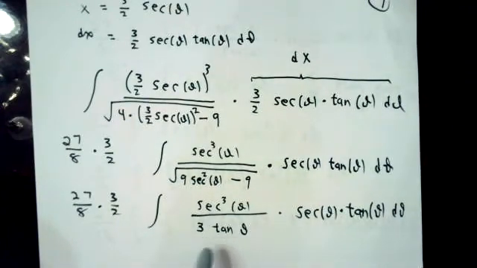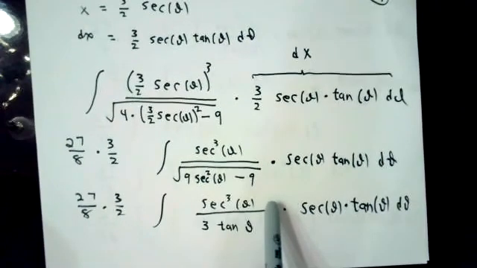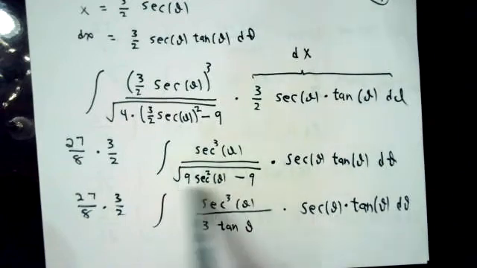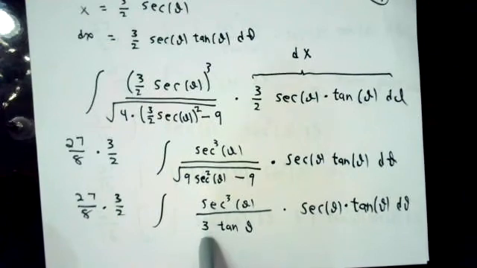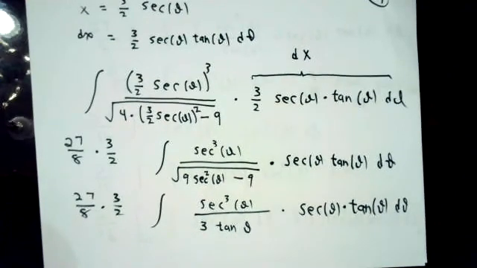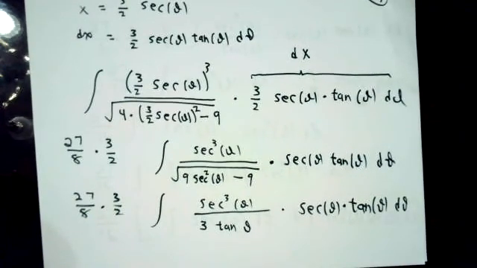times the integral of secant cubed over, underneath the radical sign here, I've got 9 multiplied by secant squared of theta minus 9. That's 9 multiplied by the quantity secant squared minus 1. That's 9 times tangent squared of theta. And since I know tangent of theta is positive, the square root of 9 tangent squared of theta is 3 times tangent theta. And the dx, of course, as we said, is secant theta tangent theta d theta.